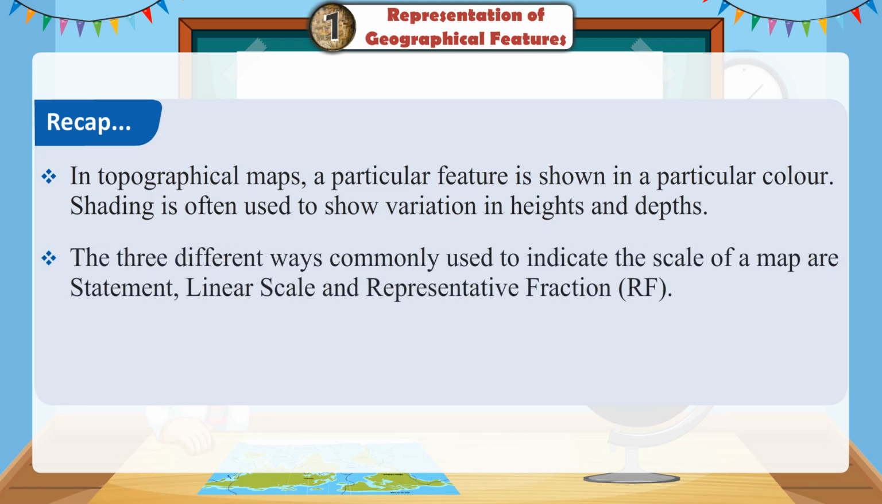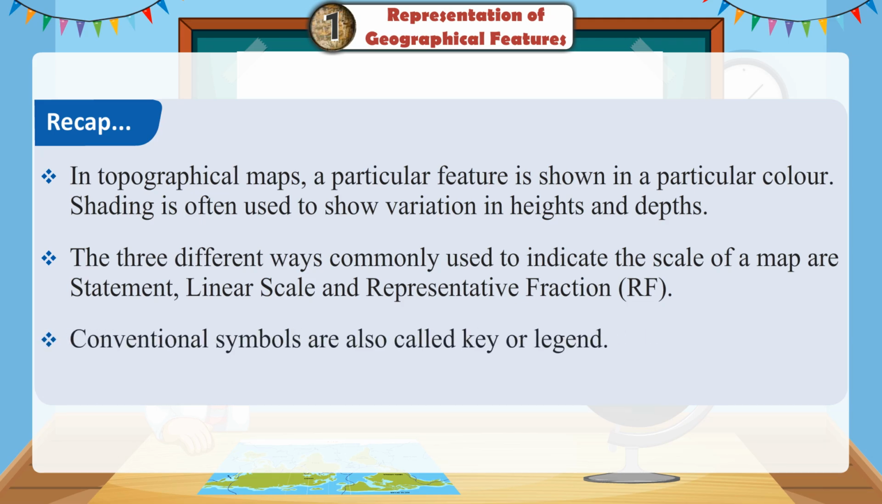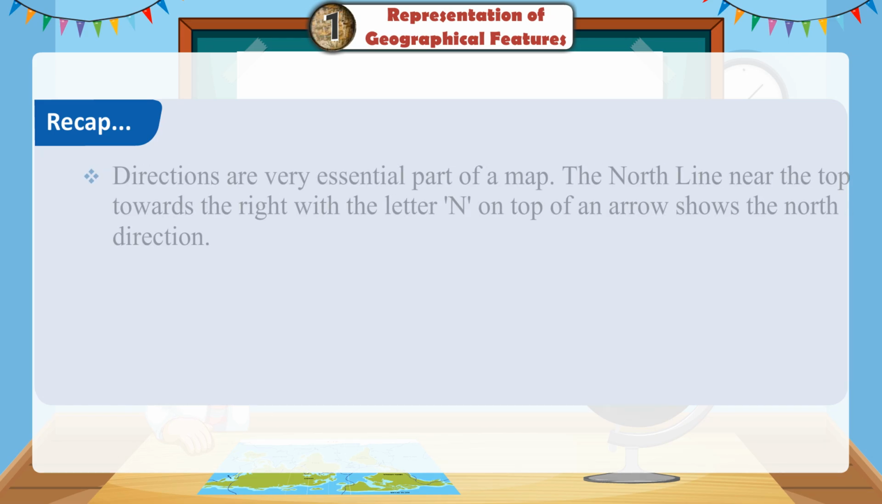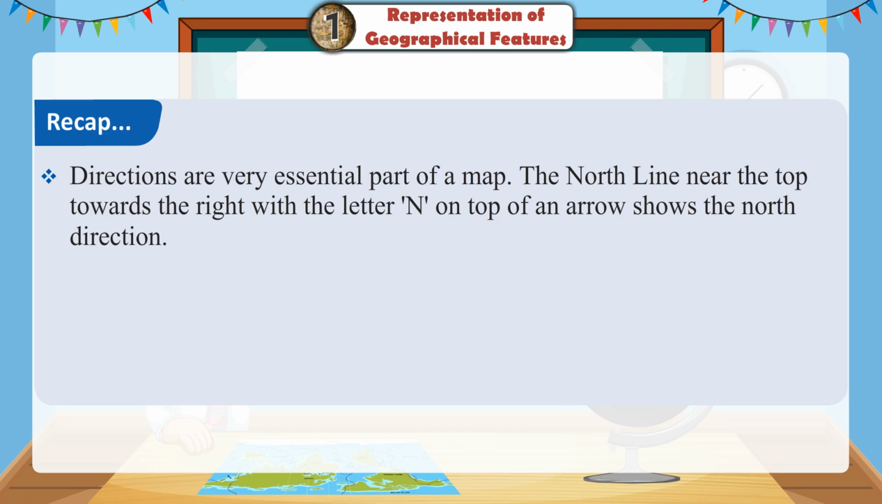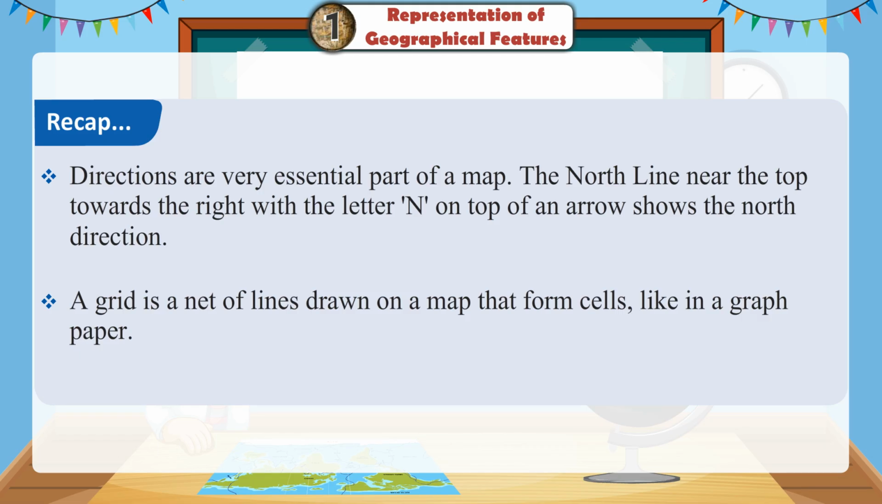The 3 different ways commonly used to indicate the scale of a map are statement, linear scale, and representative fraction (RF). Conventional symbols are also called key or legend. Directions are a very essential part of a map. The north line near the top towards the right, with the letter N on top of an arrow, shows the north direction. A grid is a net of lines drawn on a map that form cells, like in a graph paper.